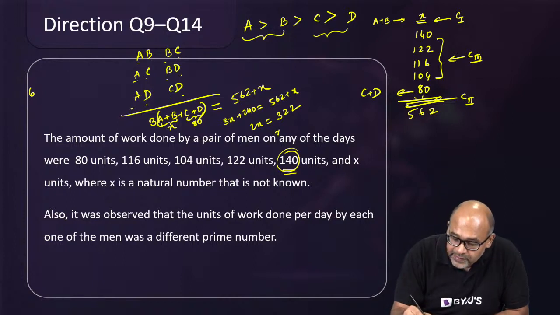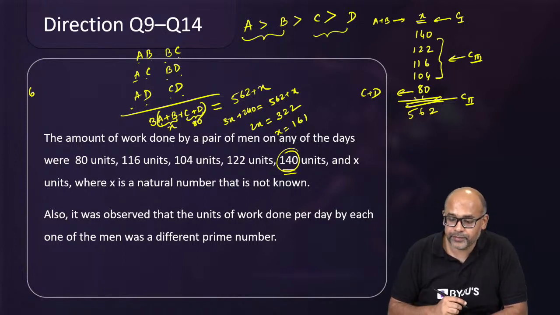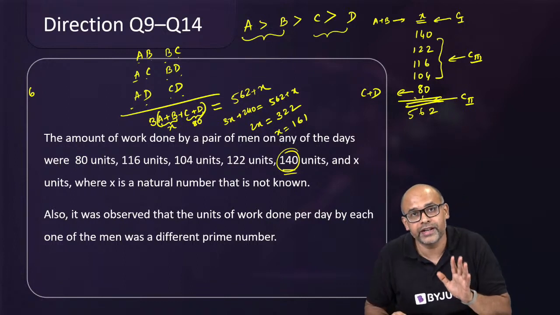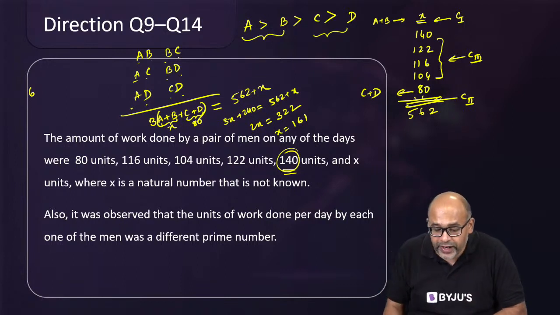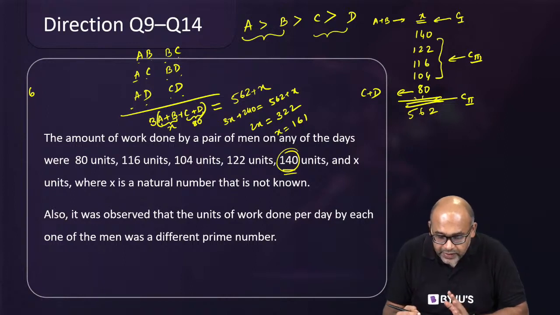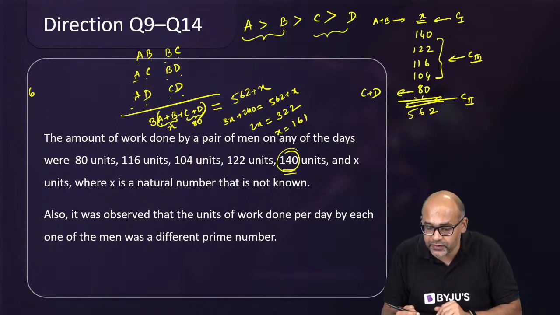Which means what is your x? Your x is 161. X is 161. Yes or no? It is coming properly. Now, if your x is 161, is there anything else? It's a natural number. Fine. Is there anything else which is possible for us to find out? Yes, we can find ABCD also.